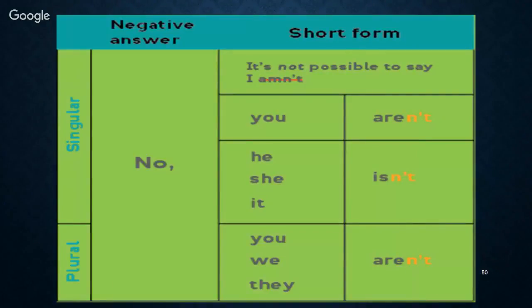Negative answer, short form, singular, no. It's not possible to say I amn't. So you say no, you aren't. No, he isn't. No, she isn't. No, it isn't. Plural form: no, you aren't. No, we aren't. No, they aren't.